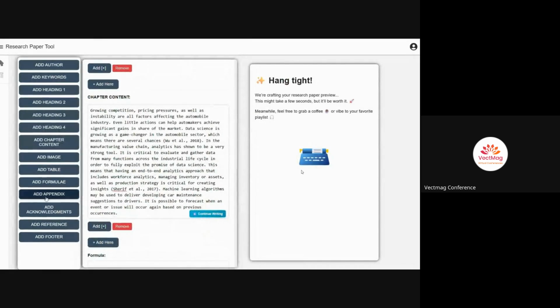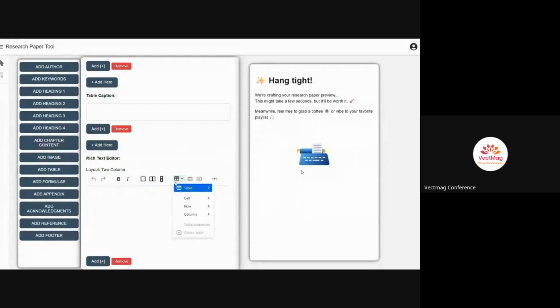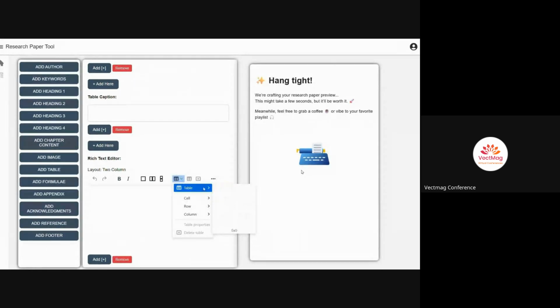After inserting the image and its caption, the next step is to add a table. Inside the text editor, click on the table icon in the toolbar. Before selecting rows and columns, make sure to choose your layout style, either single column or two column, depending on how you want your content to be arranged.